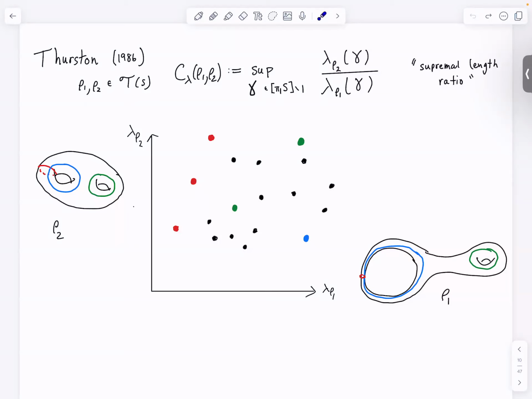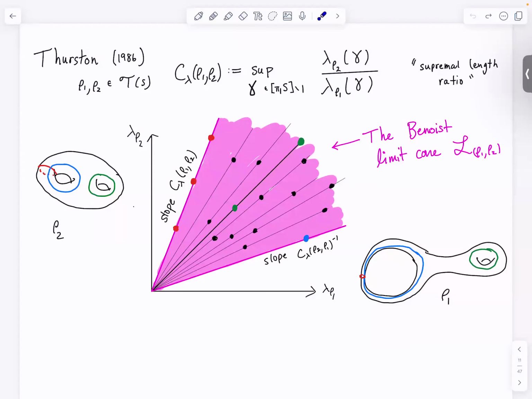All right. So what's C lambda? C lambda I get pictorially by taking all of the slopes I see here, all of the rays through these points, and then taking the smallest closed convex cone that contains them. This cone, which will show up again later, is called the Benoist limit cone. And C lambda is just the slope of the top boundary of this cone. It's the steepest slope that occurs as a limit of the slopes I draw here for each closed curve.